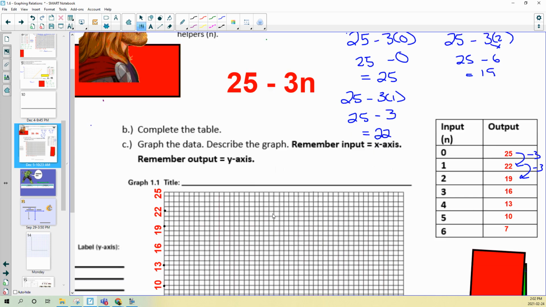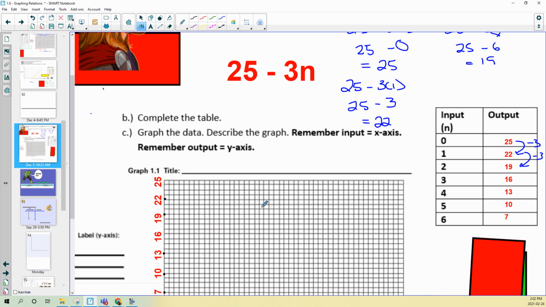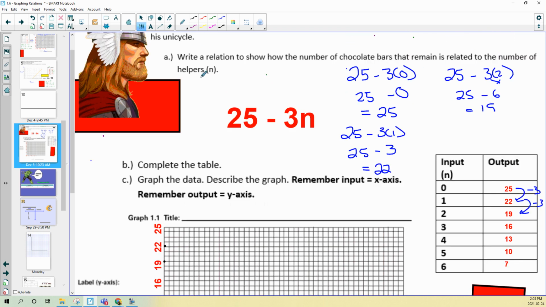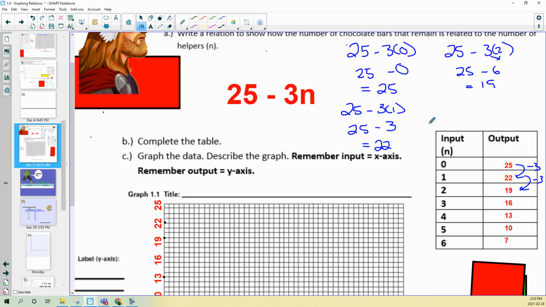So we are going to graph this. Now yours is just a blank slate. Let's first go over what the input is. So n is going to represent, as it says here in the question, the number of helpers. So I'm just going to go ahead and write that the input signifies the number of helpers. The output represents the number of chocolate bars left.